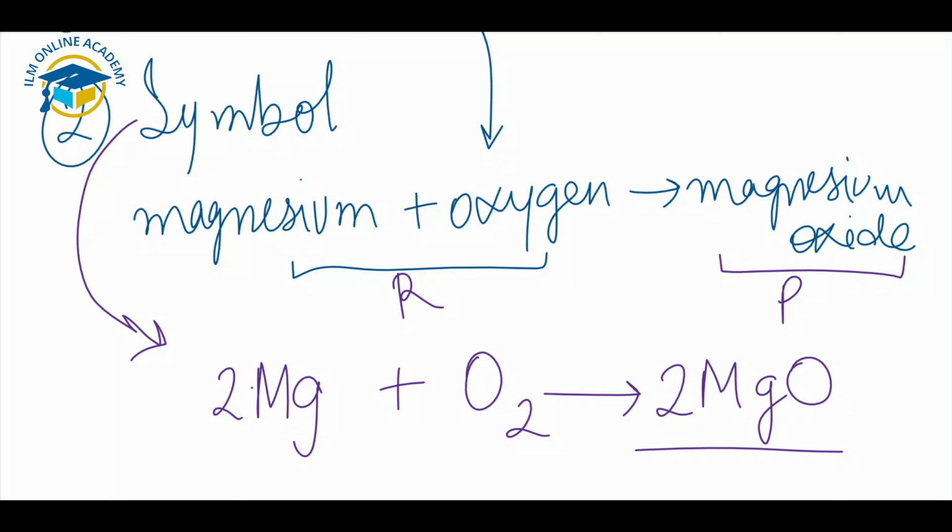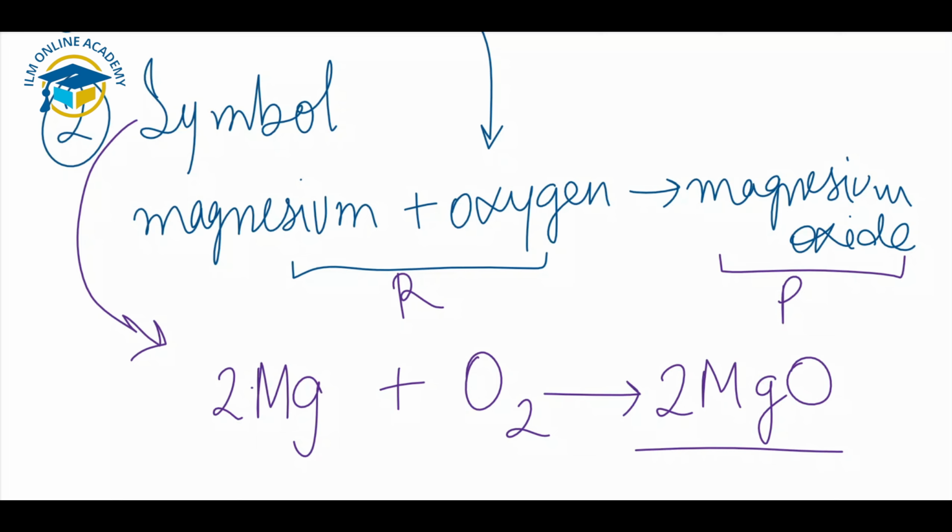A symbol equation should be balanced. The symbol equation is a balanced chemical equation. The number of each type of atom is the same on both the reactant and the product side of the equation. There should be 2 magnesium and one oxygen molecule on the reactant side, and we have two molecules of magnesium oxide on the product side. So a balanced equation gives us information about the reaction, and we can get the simple word equation from it. So this is about the symbol equation and the word equation.